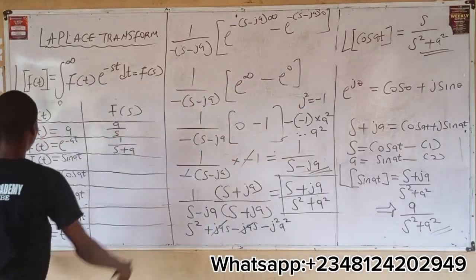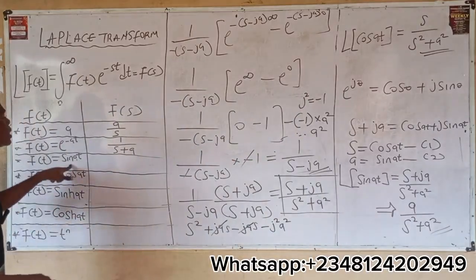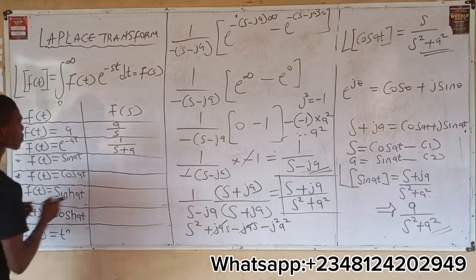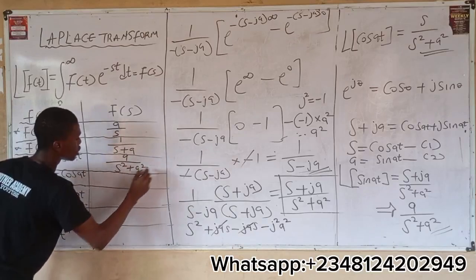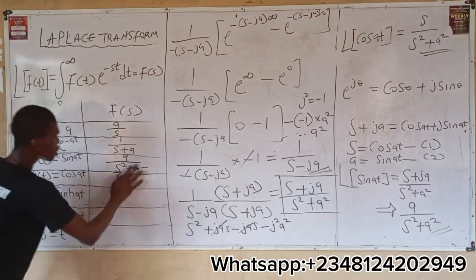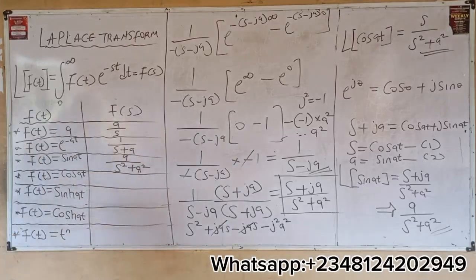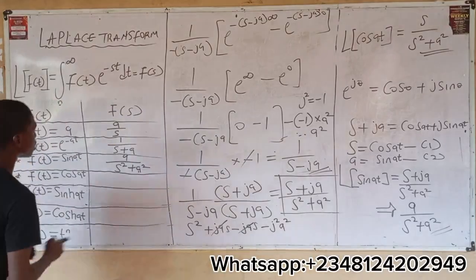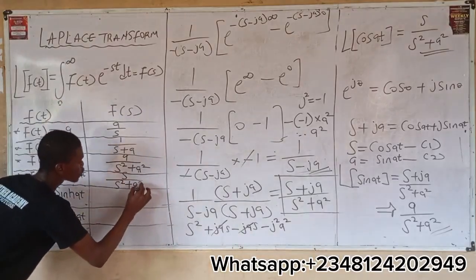Now, back to your table. Given the function f of t equals sine at, what's the Laplace transform? A over s squared plus a squared. Given the function f of t equals cos at, what's the Laplace transform? It becomes S over s squared plus a squared.